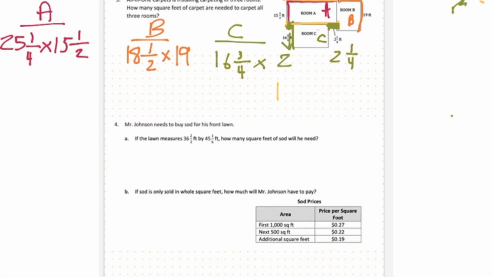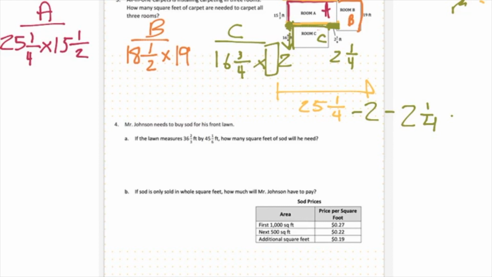Well, so if the whole thing is 25 1/4, but I don't need that 2, because this was unneeded area, and I don't need that 2 1/4 foot, I'm going to subtract both of those. Oh, and that's going to give me this last dimension that I need. That's going to give me the length of room C. Then you can keep moving forward. Go ahead and finish these problems and pause the video now.